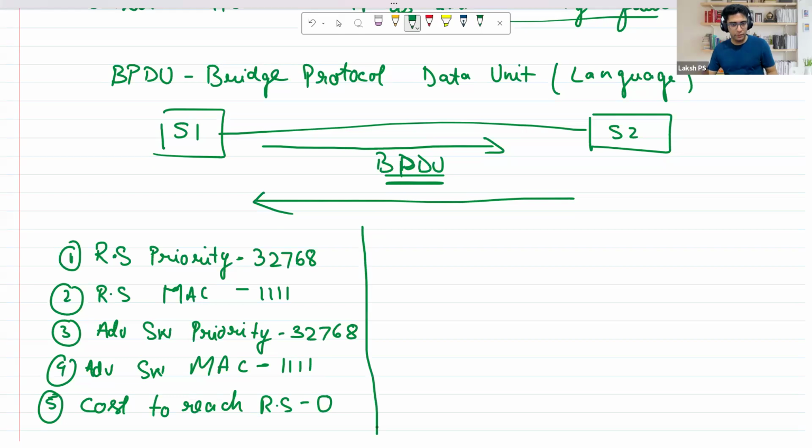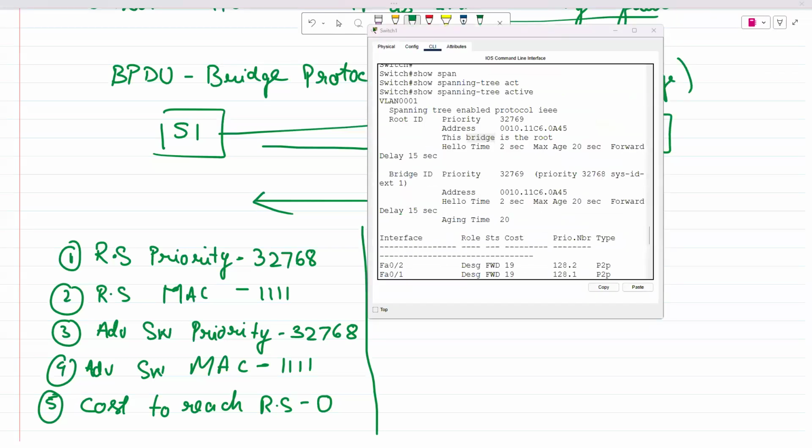Is this clear? The information that is present here. Is this clear? This part is not clear. The third and fourth, yeah. So when is it advertising? This just be connected 1 and 2.